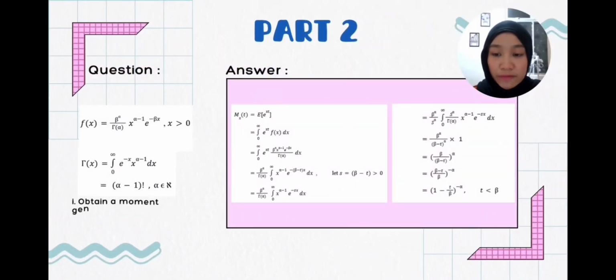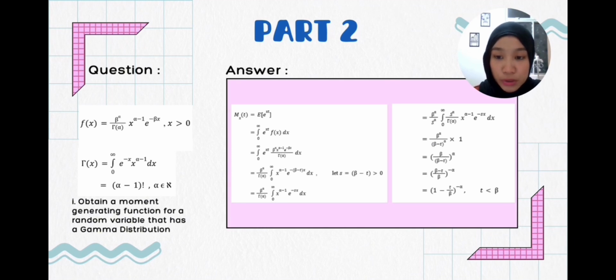Okay, in part 2, we have an equation with a random variable that has a gamma distribution. To obtain the moment generating function of a gamma distribution, the formula is M_X(t) equal to the expected value of e to the power of xt. As the equation given is a continuous distribution, we use integration to find the moment generating function. The formula is the integration from 0 to infinity of e to the power of xt times f(x) with respect to x.